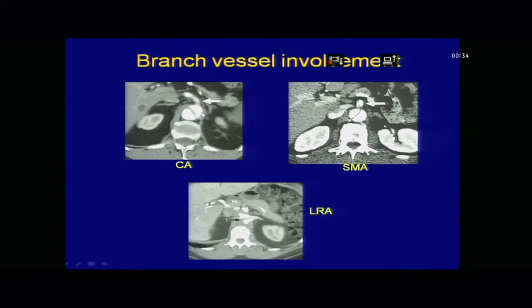The next important thing is to look at the branch vessel involvement, whether it is reaching up to the branch or not, whether if it has gone, it is causing a significant stenosis or not, and sometimes there could be an obstruction of the branch vessel. So branch vessel again has to be looked for.